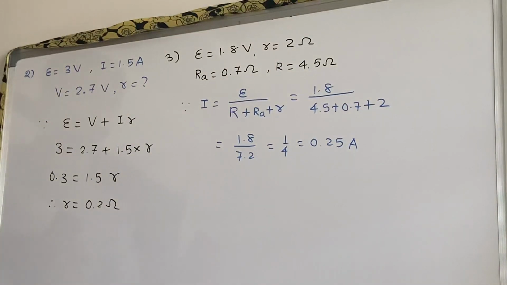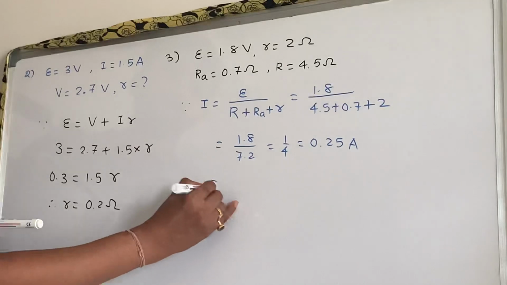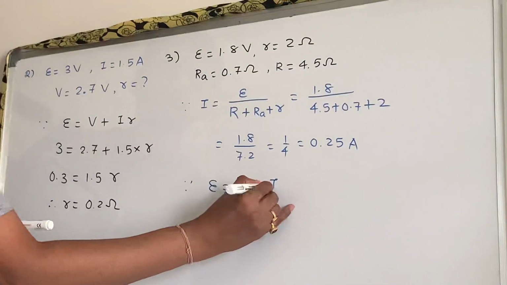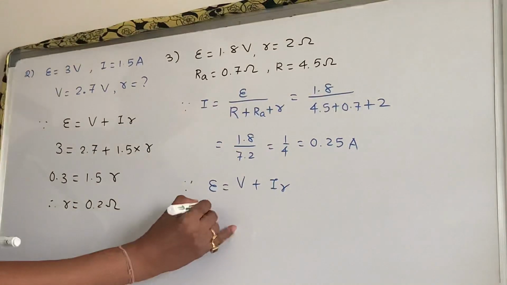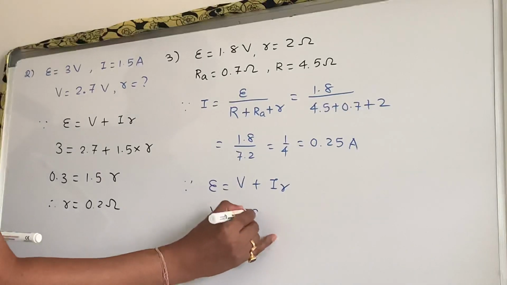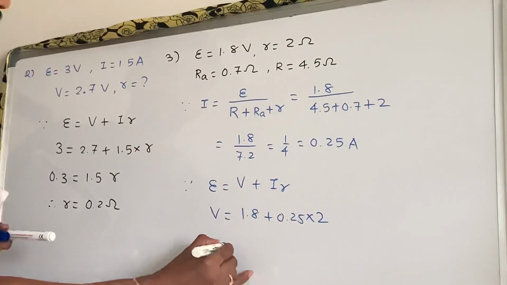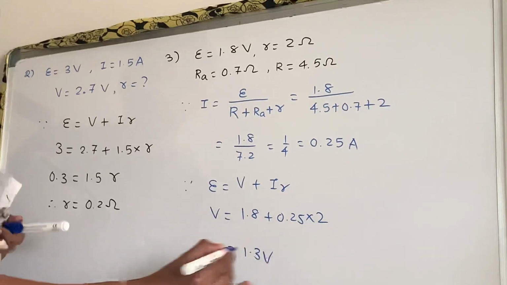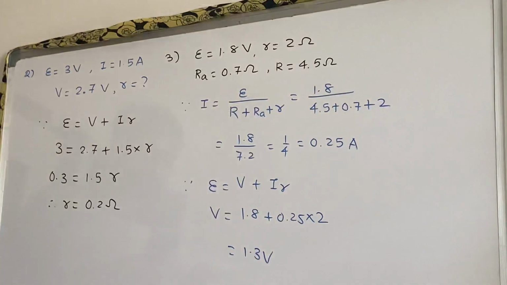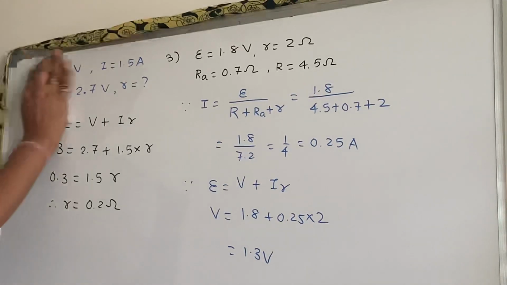What is the terminal voltage? So for terminal voltage, E is equal to V plus Ir. So V is equal to E, which is 1.8, minus 0.25 into 2. That comes out to be 1.3 volt. The answer will be 1.3 volt. This is about the third. Now the fourth question.